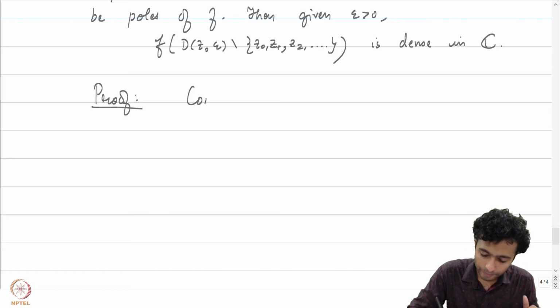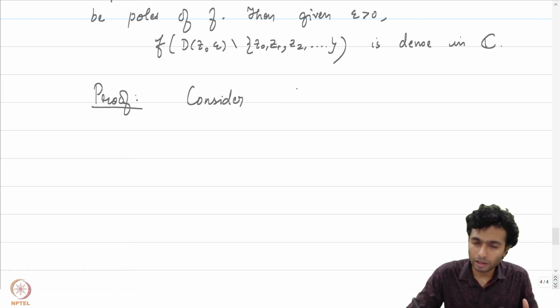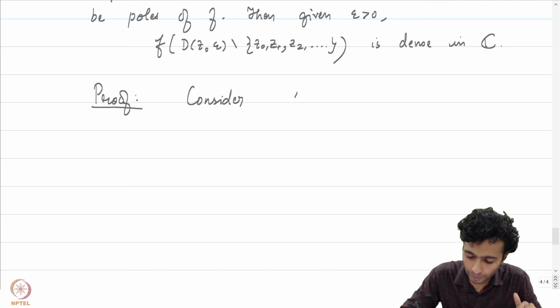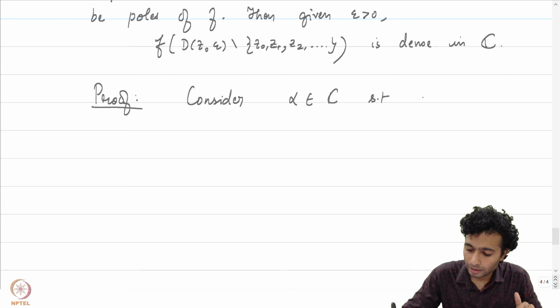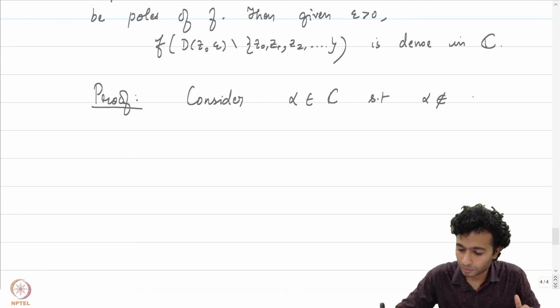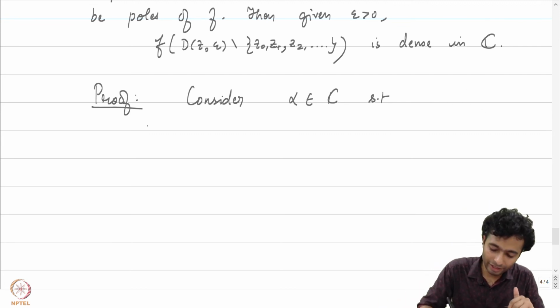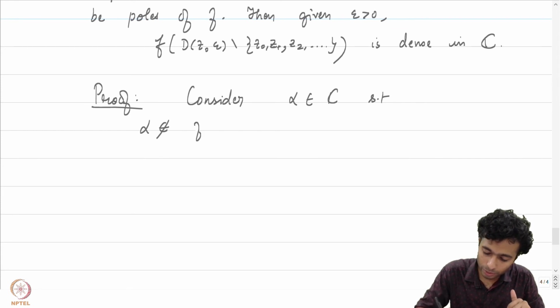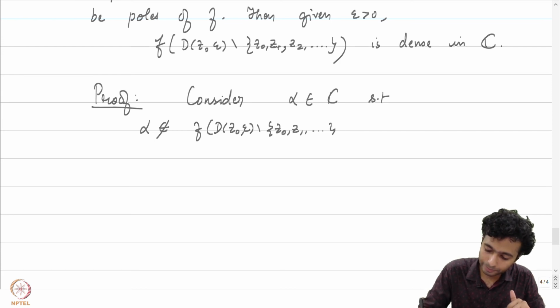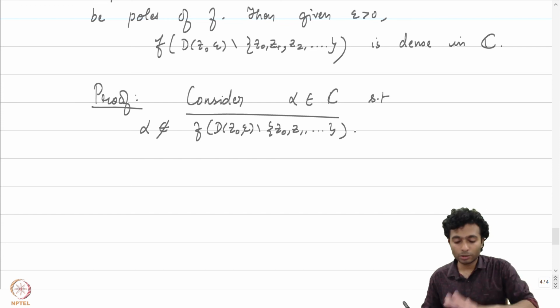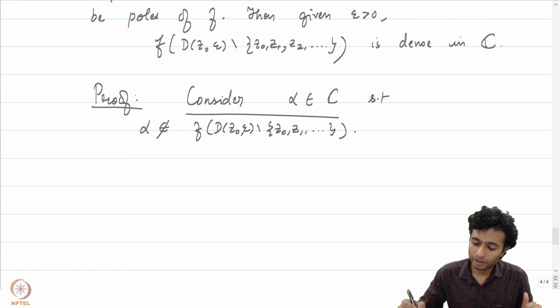So consider a complex number alpha in C such that alpha is not in the closure. Let me just write it fully: alpha is not in the closure of f of D(z0, epsilon) minus z0, z1 and so on. This is a closed set and alpha is in the complement.